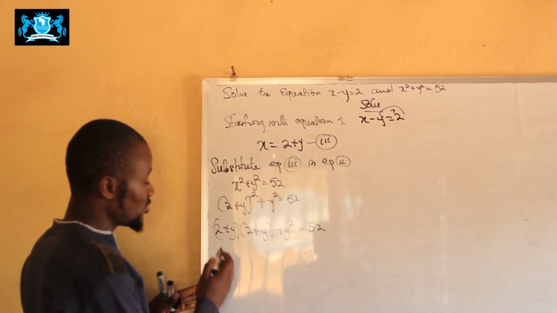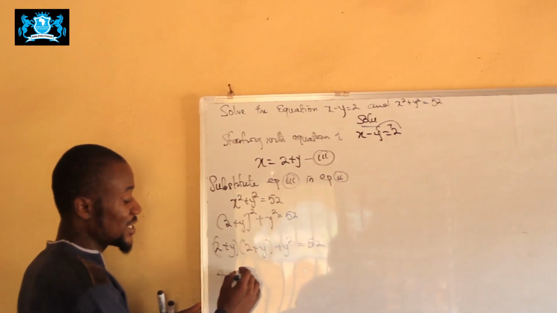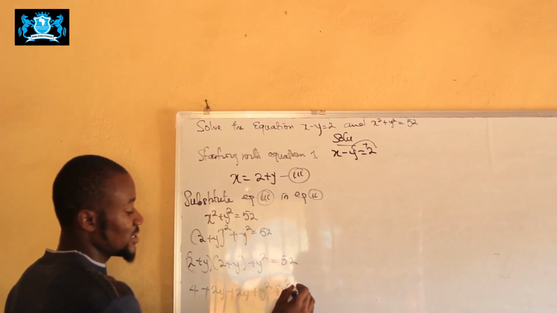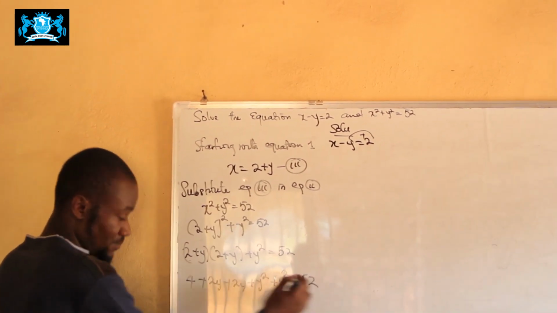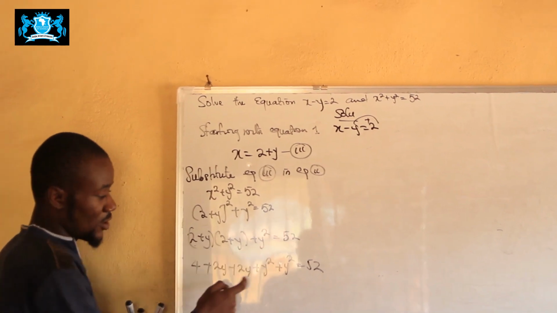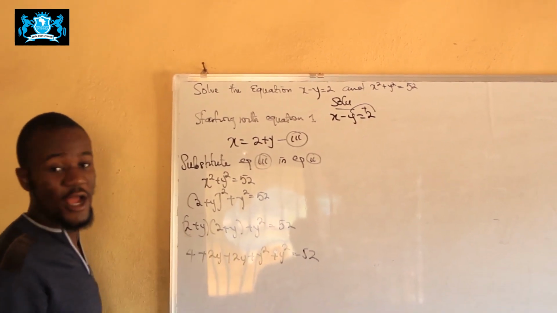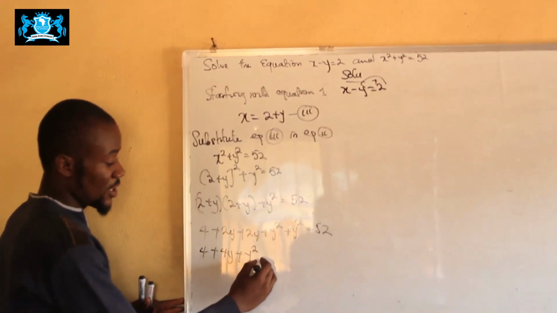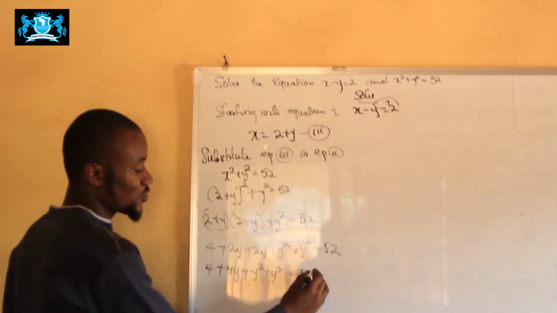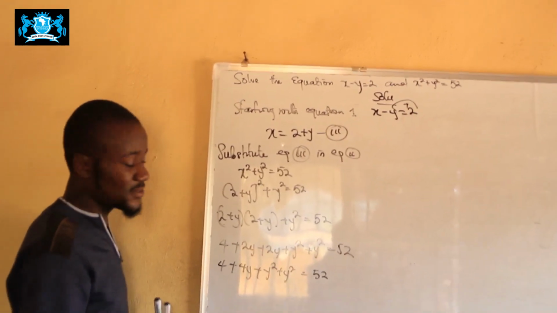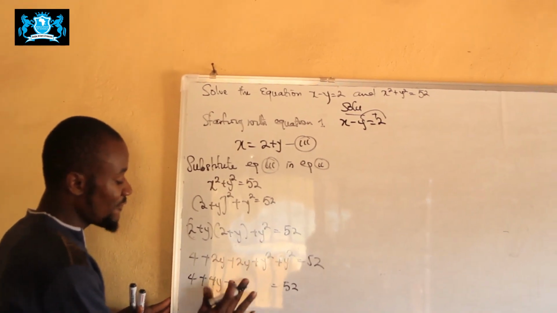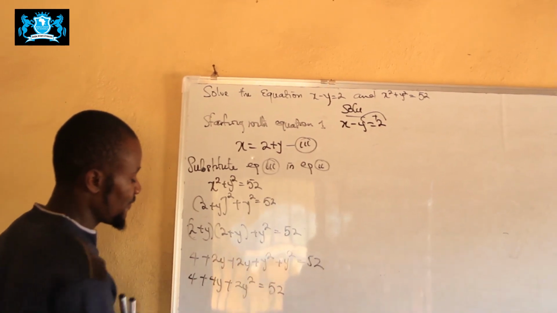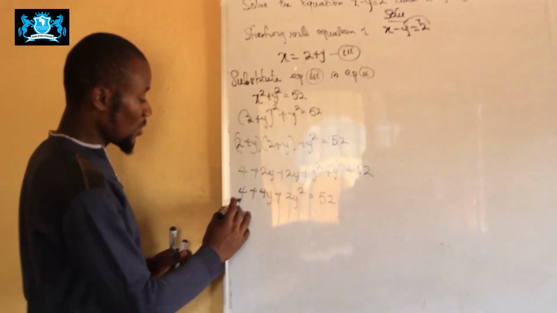Now this thing means (2 plus y)(2 plus y) plus y squared is equal to 52. So open the brackets. You have 2 times 2 is 4, plus 2 times y is 2y, plus 2y, plus y squared, is equal to 52. This y squared is y times y. So we now have 4 plus 4y plus y squared plus y squared is equal to 52. And these two y squared terms can add themselves because they are like terms. So when you add them, we now have 2y squared is equal to 52.